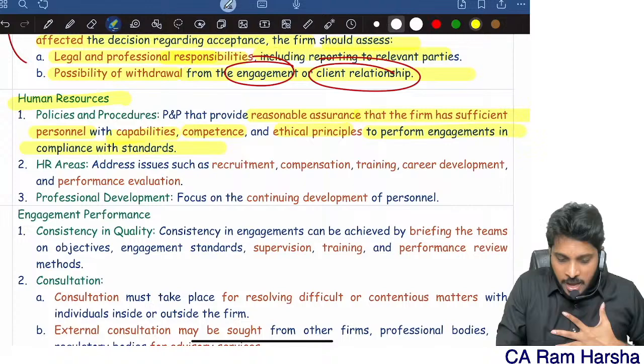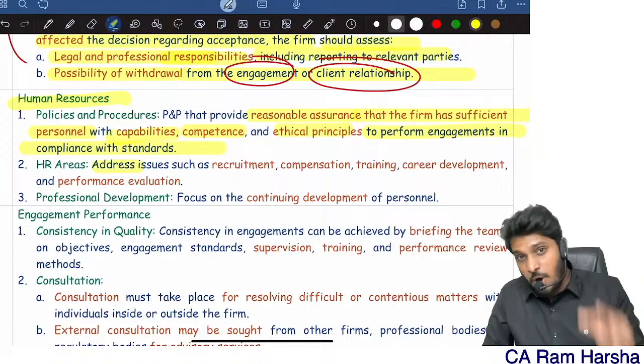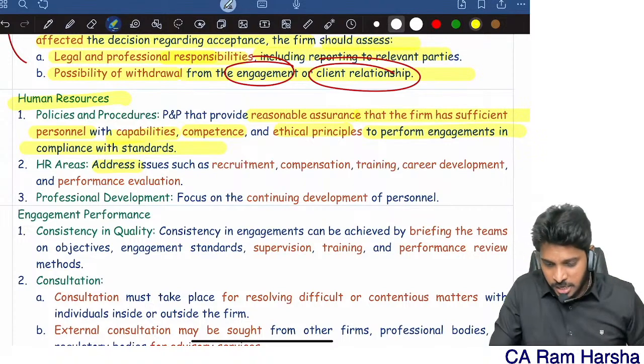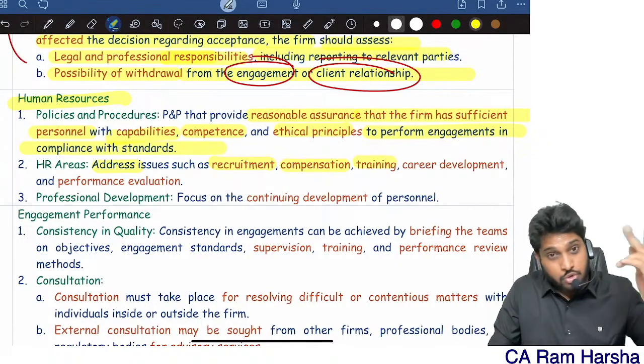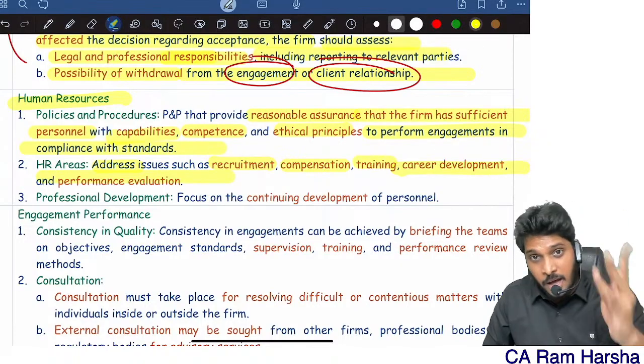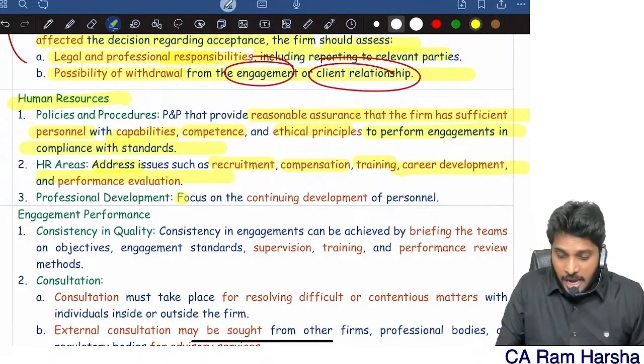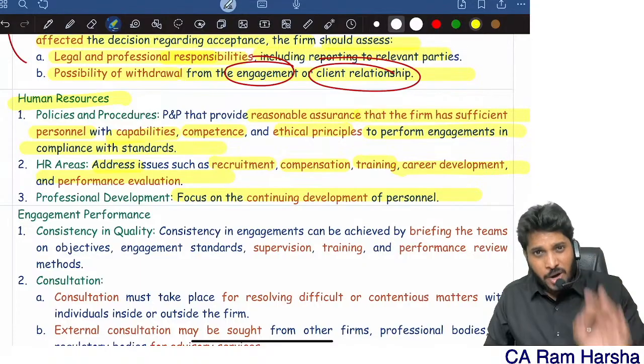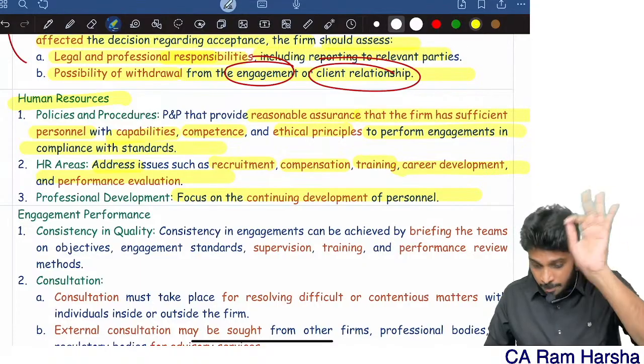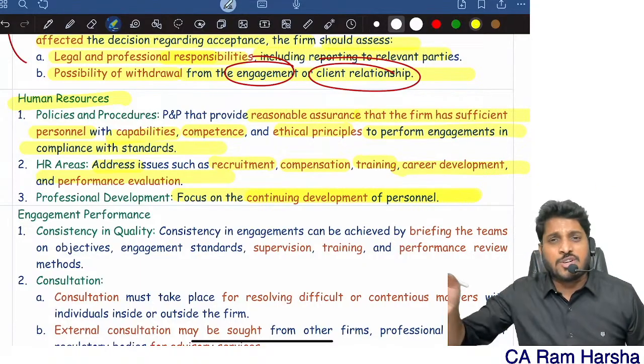And you must develop an HR policy. The HR policy shall address recruitment, how to recruit articles, how to compensate them, how to train them, how to develop their career, and performance evaluation, how to evaluate their performance. You must have HR policies like that. And the firm policies and procedures relating to HR must focus on continuous development of the personnel.